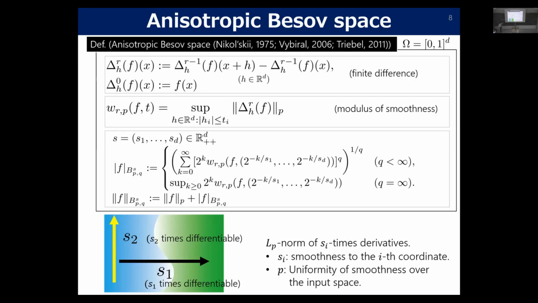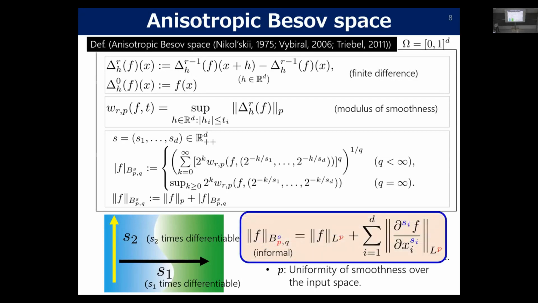But this is a little bit complicated, so here is just a very intuitive alternative combination. This is not exactly the same as the definition of the anisotropic Besov space. This is just an intuition.